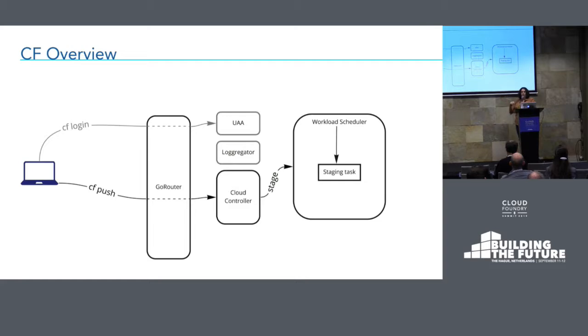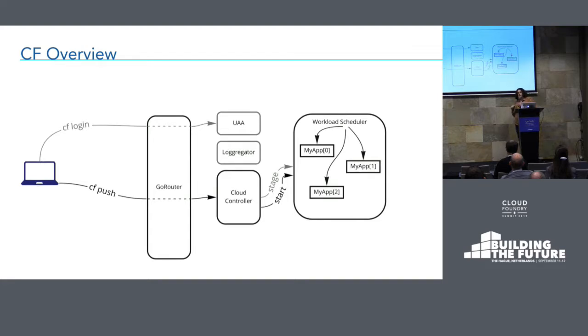do all of that work. Combine your app bits with a buildpack to create a droplet, and that piece of work gets sent over to the workload scheduler in a staging task. The result of this is what we call a droplet, and that gets stored off in a blob store. The next thing that the cloud controller is going to do is start your app. This creates some long-running processes that the workload scheduler maintains and keeps healthy.